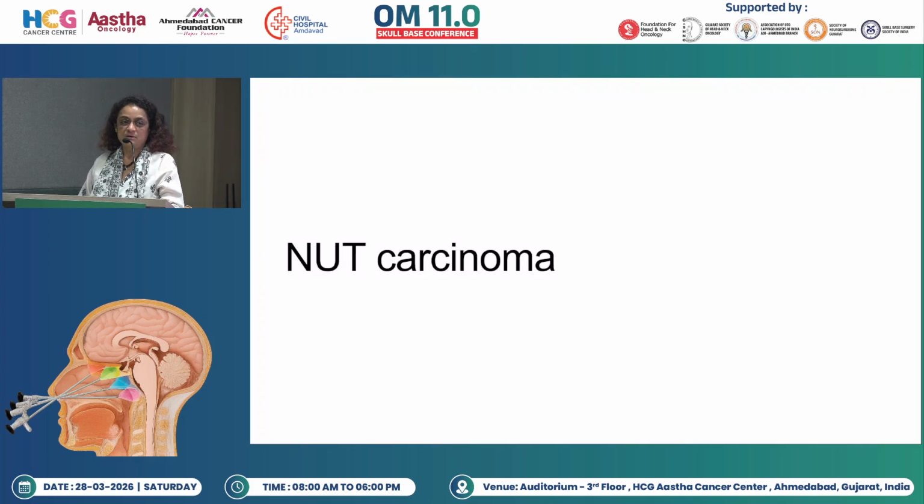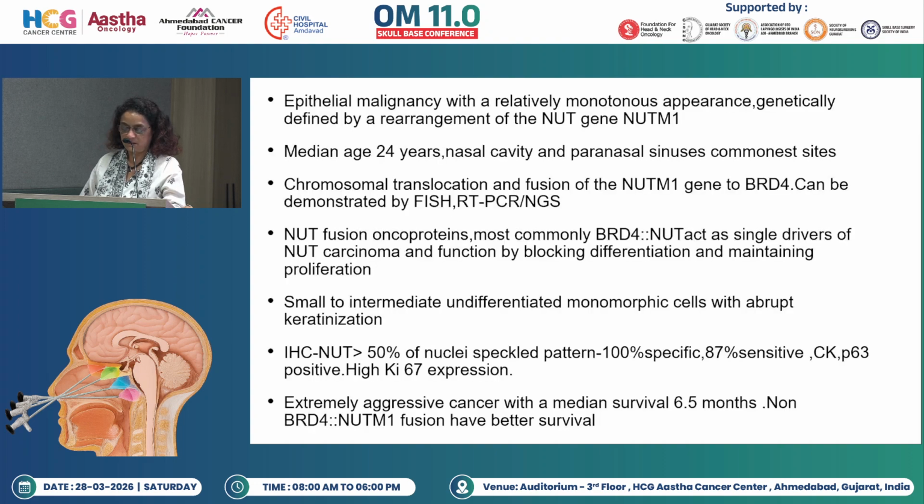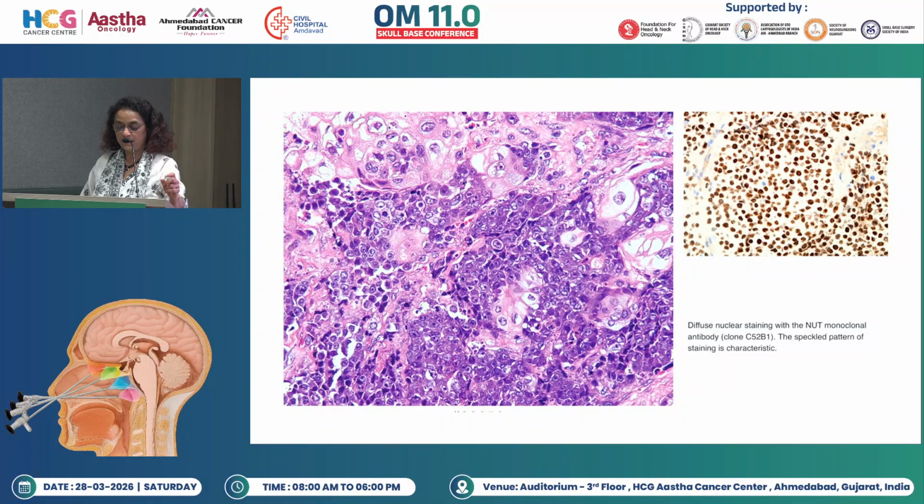So NUT carcinoma, I think everybody knows that it is an epithelial malignancy with monotonous cells, and it is defined by rearrangement of the NUT gene. It is important always to consider this differential, and this rearrangement forms a driver oncoprotein. This is basically small to intermediate size monomorphic cells with abrupt keratinization, and as you can see in this photograph, there is abrupt keratinization. Do I have a pointer here?